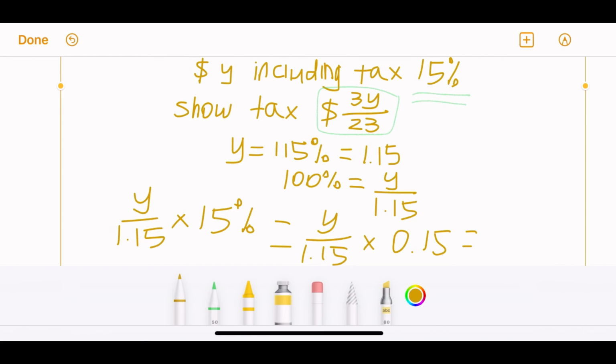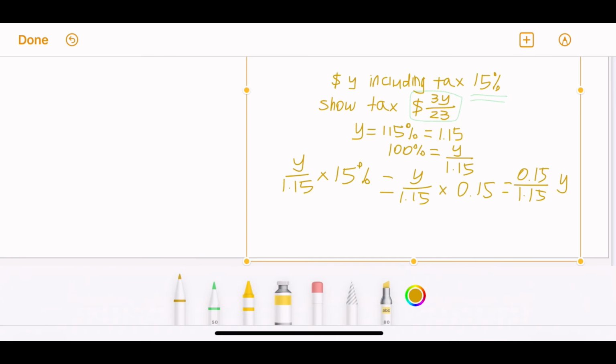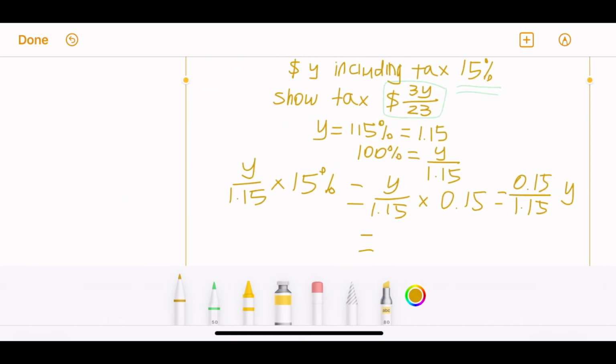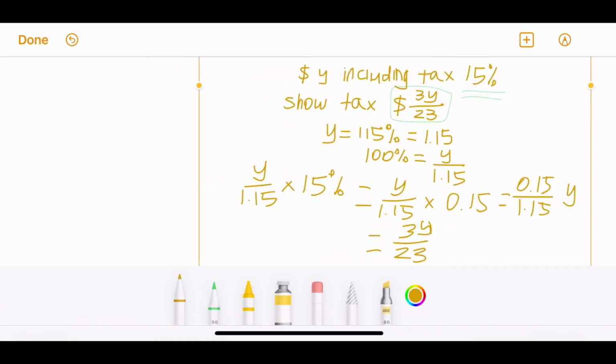So that is 0.15 over 1.15 multiplied by y, right? And that can be simplified further. 0.15 over 1.15 gives us 3 over 23. If you enter it into a calculator, it will simplify it for you. So 3 over 23, y can also be placed on the numerator freely like that. And that's done for this question.